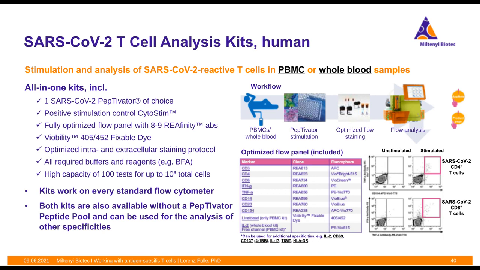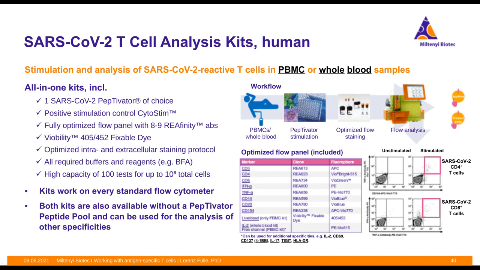We included a live/dead dye, the Viobility 405/452. We worked on a very optimized intra- and extracellular staining protocol. We included all the required buffers and reagents, such as, for example, Brefeldin A, so you can directly start with your experiment. And the kits have a very high capacity of up to 100 tests or up to 10 to the power of 8 cells. It's also good to know that the kits really work very well with any cytometer, and both kits, the kit for PBMC as well as for whole blood samples, are also available without a peptide pool, and therefore could be used for the analysis of other specificities, for example.